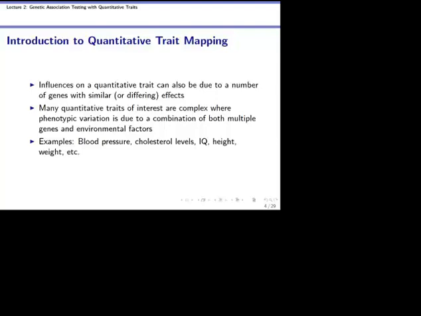And a lot of times these effect sizes are so small. Okay. So examples of quantitative traits that are complex: blood pressure, cholesterol levels, right? Diet obviously is going to have a huge impact on cholesterol level and blood pressure. But there is some predisposition based upon your genetics as well.